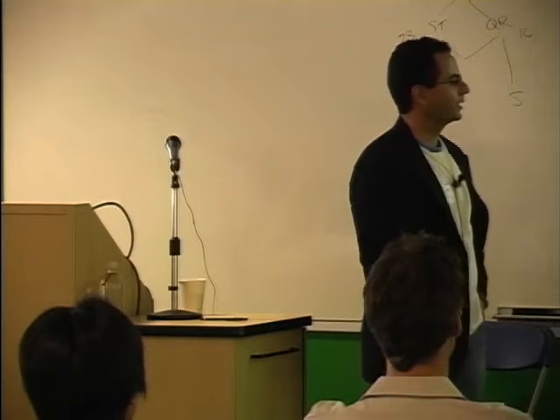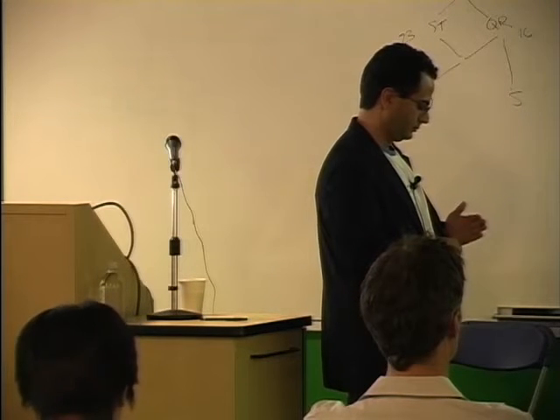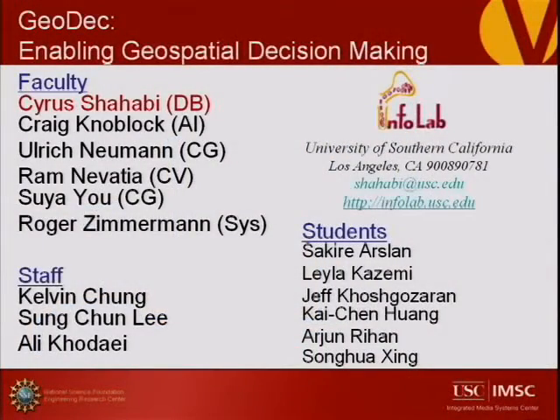So, as Jeff briefly mentioned, there's this center at USC called the Integrated Media Systems Center, or IMSC. It's basically a center supported by the National Science Foundation for 11 years. It started in '96, so we're kind of towards the end of it. One of the goals of the center is to do multidisciplinary, multi-investigator research. As an example, what I'm going to talk about today is GeoDec, which stands for Geospatial Decision Making.